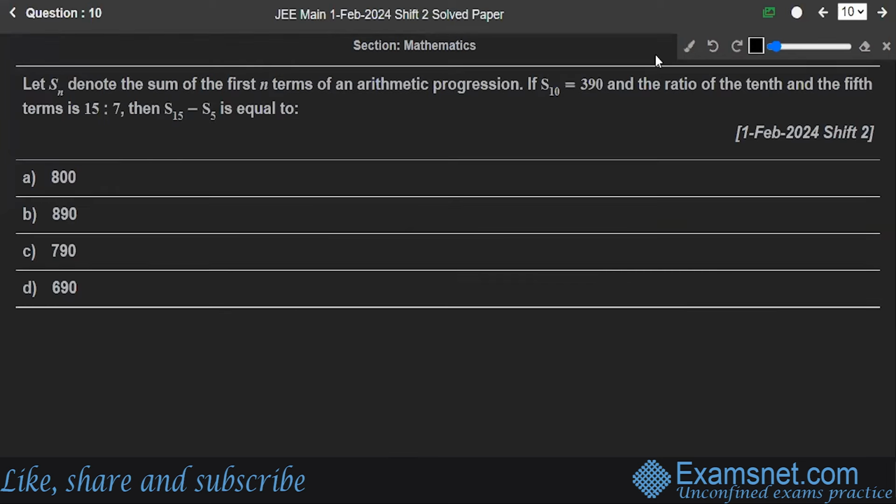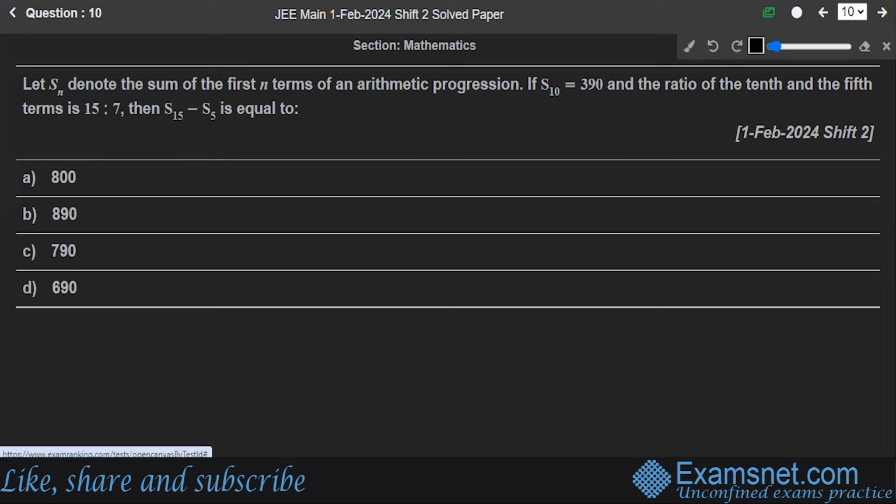Question number 10. Let Sn denote the sum of the first n terms of an arithmetic progression. If S10 is equal to 390, and the ratio of the 10th and the 5th term is 15:7, what is S15 minus S5 equal to? Okay, so you have two things.